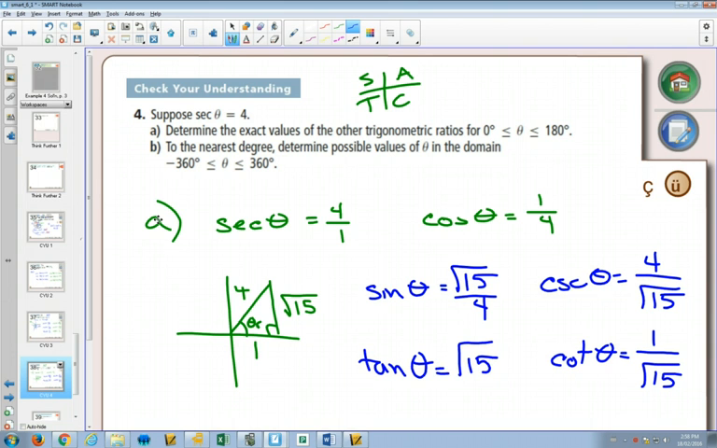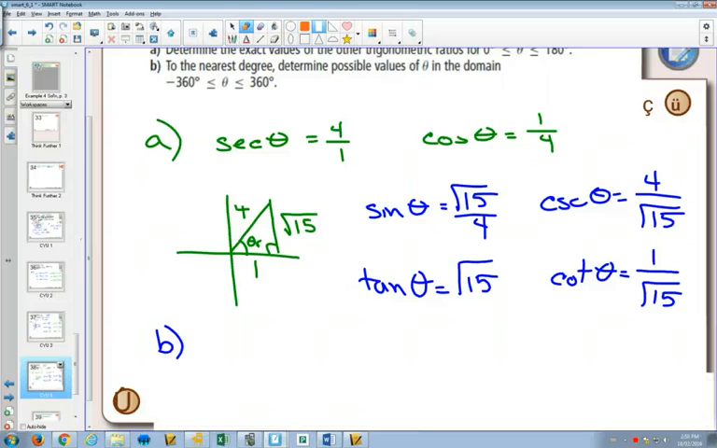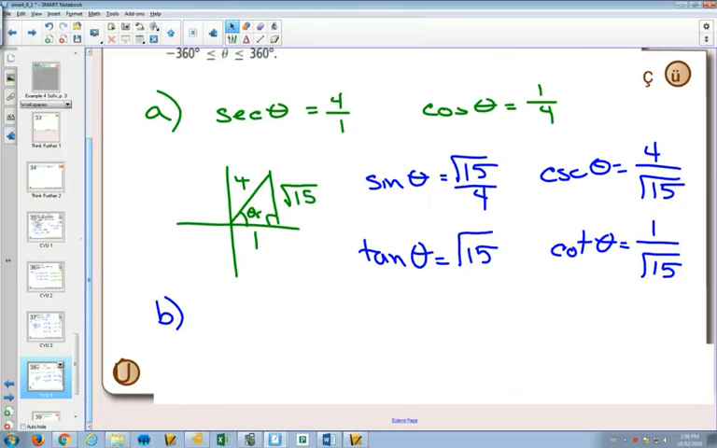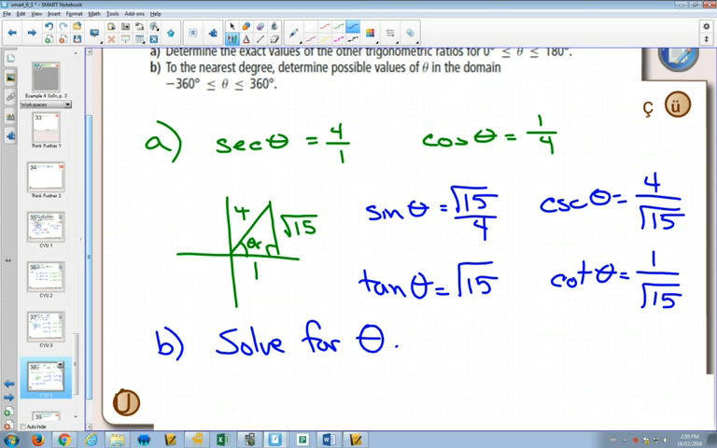Now, to the nearest degree, find all possible values of theta between negative 360 and 360. So what they're basically asking us to do is solve for theta, right? In part B, to the nearest degree, determine all possible values of theta. How did we do this in grade 11? We used reference angles. We had to start with an equation. And how many equations do we have? We have 6 different equations. Doesn't matter which one you pick, they will all give you the same answer.